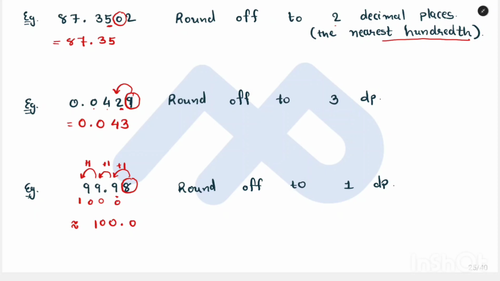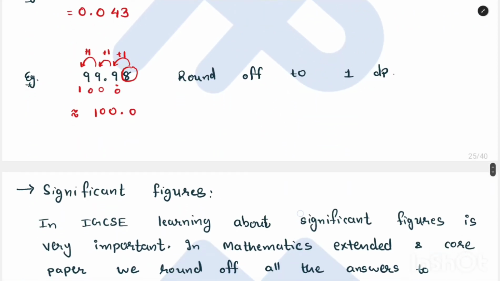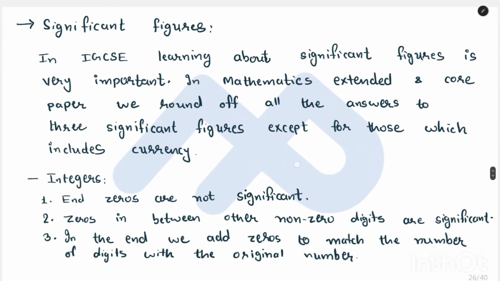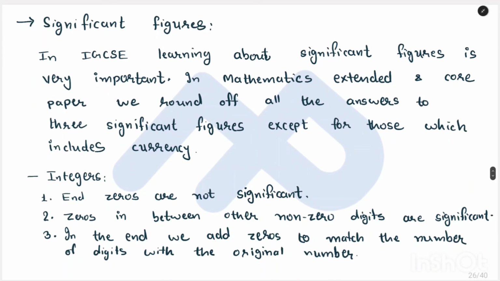I hope it's clear. Let's see the second part of this topic, that is significant figures. It's very crucial to learn about significant figures. As I said, all the answers, if the question has not specified, then you'll have to convert them into the nearest 3 significant figures. In maths and in physics, and I think all sciences, you need to use this concept of significant figures to increase the accuracy of any activity, any experiment you are doing.